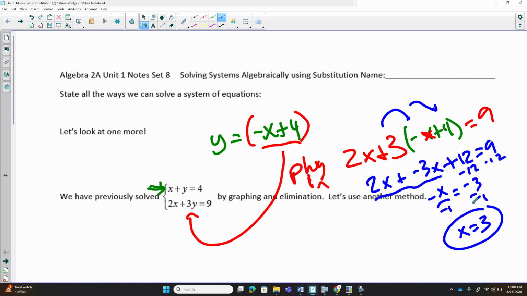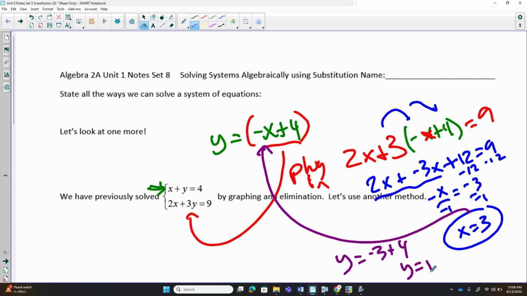What do you think you're going to do with that 3? Yeah, this is substitution, so it's really double substitution. So I'm going to take that and plug it back in here. I'm going to get y equals negative 3 plus 4. So y is equal to 1. So guess what my answer is? 3, 1.